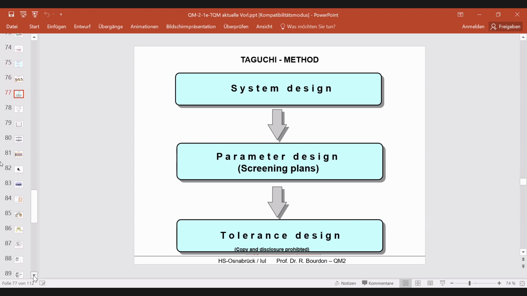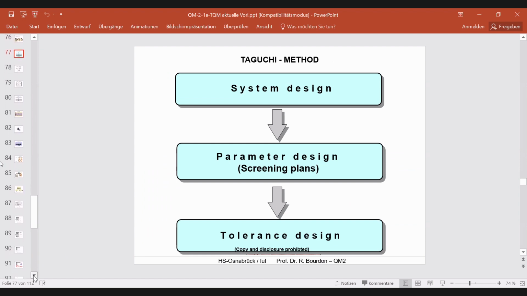Taguchi was one of the first engineers in Japan. He was at Toyota, and later on at Ford in the US. And he has invented the Taguchi method, which uses a lot of DOE methods. The Taguchi method has 3 steps. First step is system design, then parameter design. The second step, the third step is tolerance design.